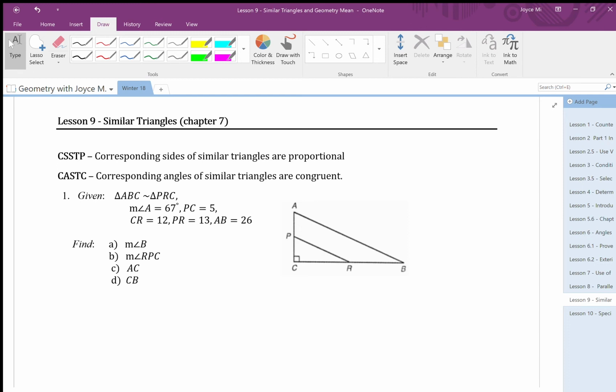Okay. Hello, in this lesson, I'm going to go over similar triangles. So let's use the exercise to review what it means to be similar triangles.